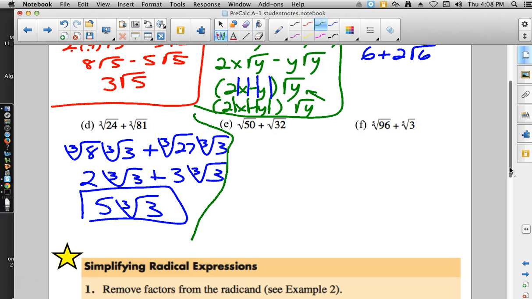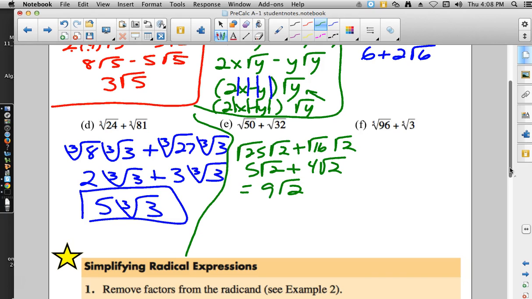E, square roots. Oh, I should say again with D, I'm not even thinking about absolute value bars because there were no variables involved. Square root of 50, I've talked about that one earlier. That's 25 and 2. Square root of 32, well, 16 and 2 will do that. So this will be 5 square roots of 2 plus 4 square roots of 2. Hey, that's 9 square roots of 2.